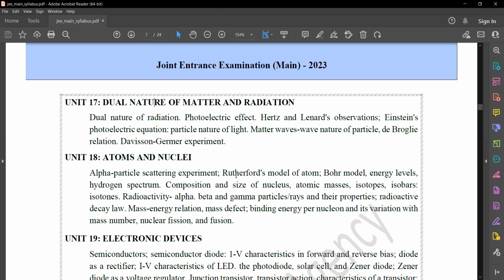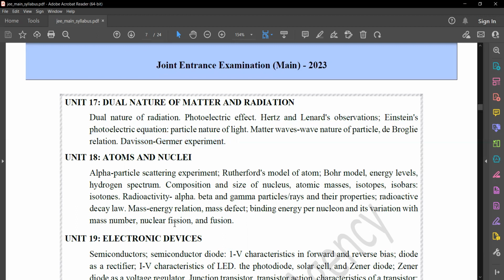Dual nature of matter and radiation: photoelectric effect, Hertz and Lenard's observation, Einstein's photoelectric equation, particle nature of light, matter waves, de Broglie relations, Davisson-Germer experiment. Atoms and nuclei: alpha particle scattering, Rutherford model. So these are the two chapters they combined. Atomic mass, isotope, isobar, radioactive alpha, beta, gamma particles, radioactive decay, mass energy relation, mass defect, binding energy per nucleon and its variation with mass number, nuclear fission, fusion.